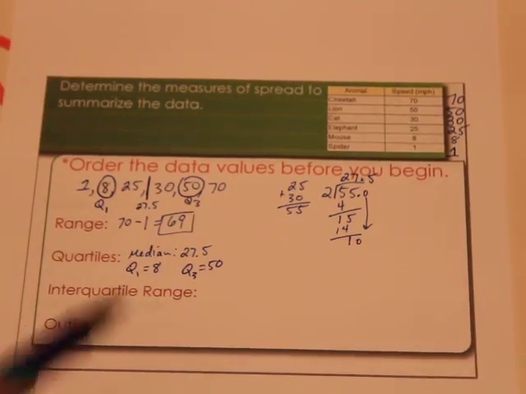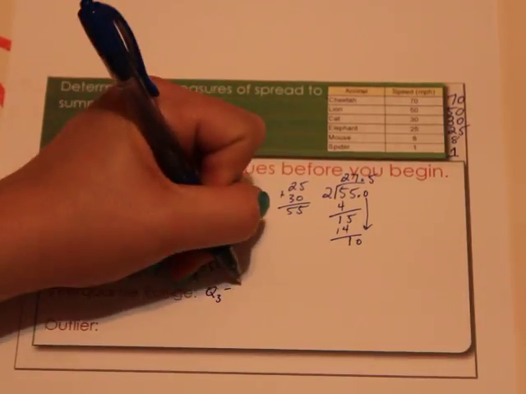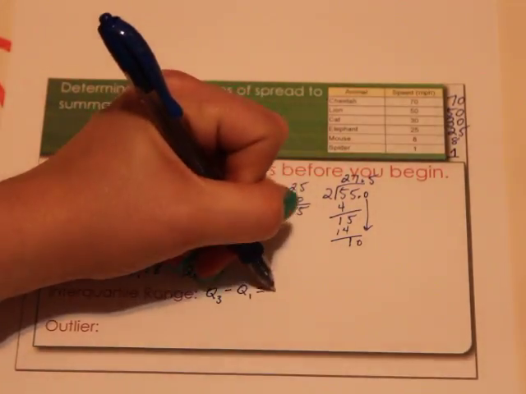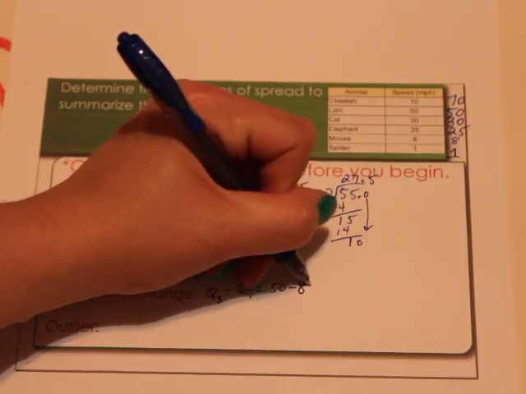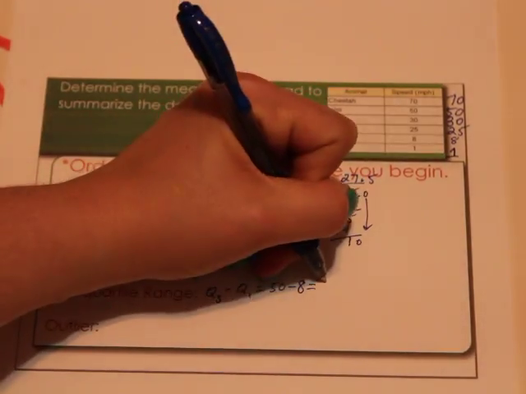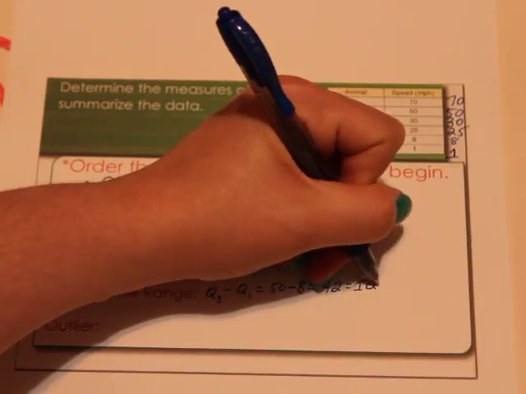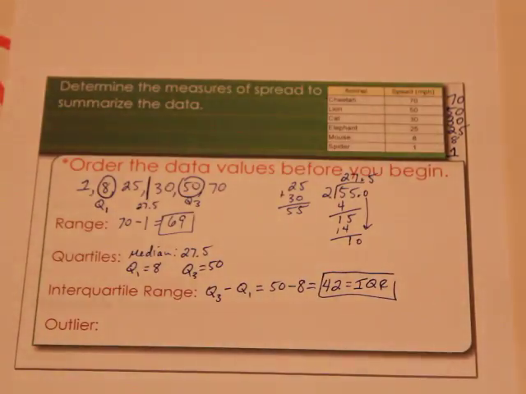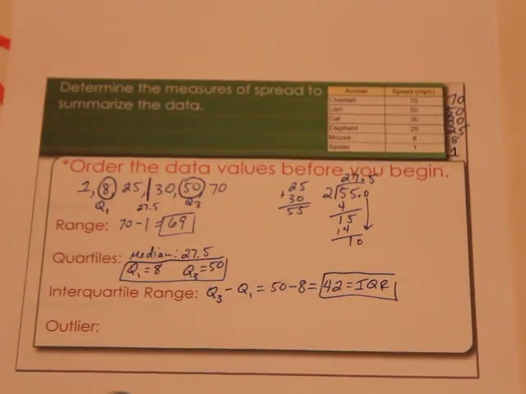Now the interquartile range, that's Q3 minus Q1. So we have 50 minus 8. And 50 minus 8 is going to be 42. So our IQR, interquartile range, is going to be 42. And it's just you take Q3 and subtract off Q1.